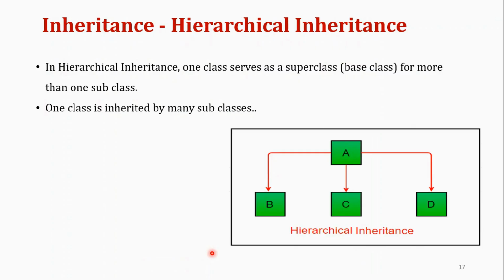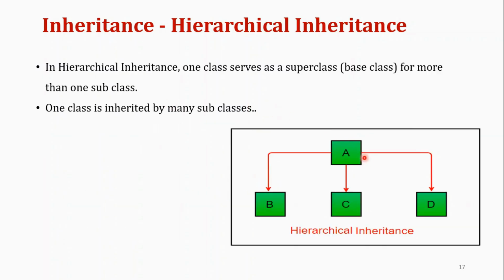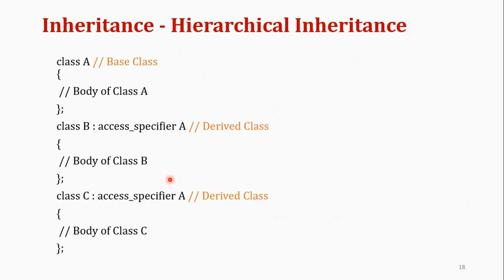The next inheritance is hierarchical inheritance. So hierarchy: the top will be there, and from the top all the subclasses get the same. Only one top class is acting as a base class for more than one subclass. So for classes B, C, D, there is only one base class. One class is inherited by many subclasses. So the syntax would be: class A is inherited to class B, class C, class D. So class B: public A, class C: public A. So class A is inherited to all the subclasses. Okay.